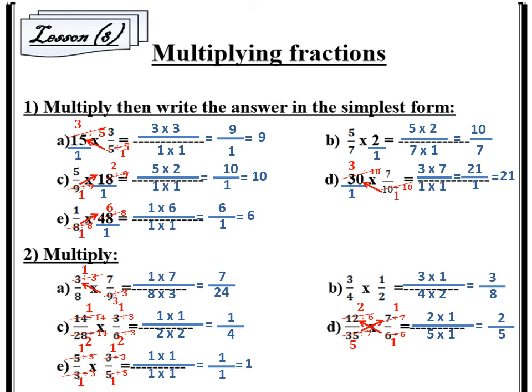Simplifying in the crossing way. 5 and 5 are together in table 5. 3 and 3 are together in table 3. 5 divided by 5, which is 1. 5 divided by 5, which is 1. 3 divided by 3, which is 1. 3 divided by 3, which is 1. What's left up and down is 1s, so the final is 1.